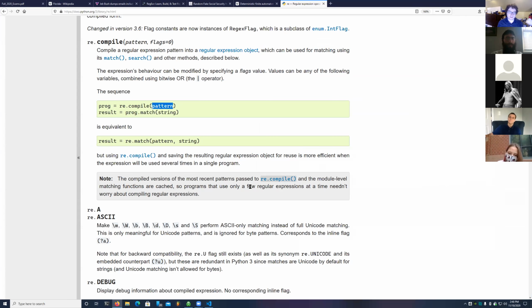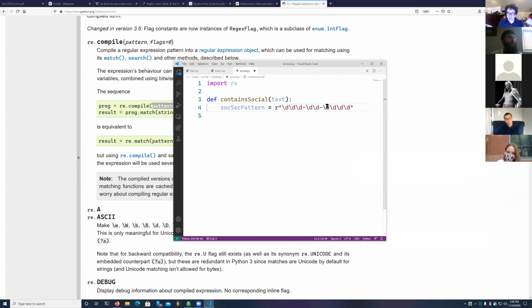Okay, so notice over here how I did the pattern. I did the exact same Social Security format: 3 Ds, a dash, 2 Ds, a dash, and 4 Ds, right? But then I did it with an r in front of it. Does anybody remember? This means raw string. This says to Python, hey, you remember how you have these things called escape characters? Forget they exist.